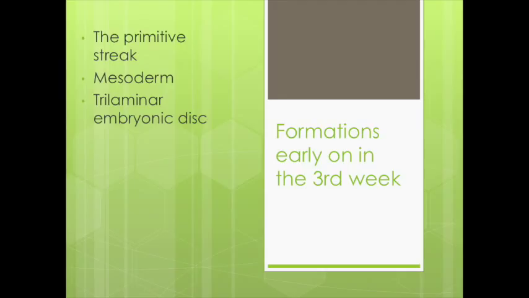The trilaminar embryonic disc consists of the ectoderm, the mesoderm, and the endoderm. There is also a cephalic and caudal end. The cephalic end is where the oropharyngeal membrane forms. This is where the digestive tract begins. The caudal end is where the cloacal membrane forms. This is the terminal end of the digestive tract.